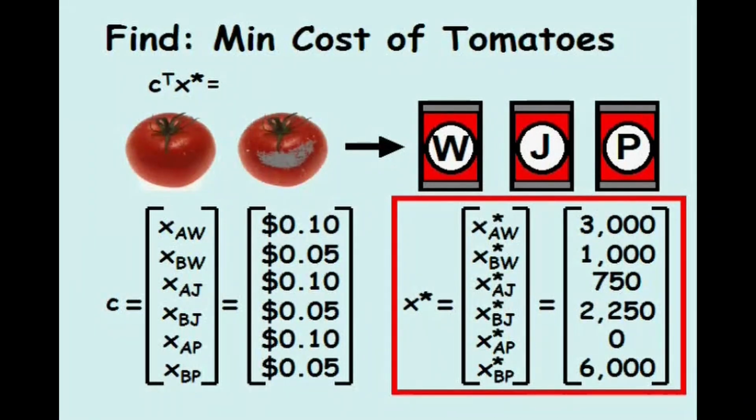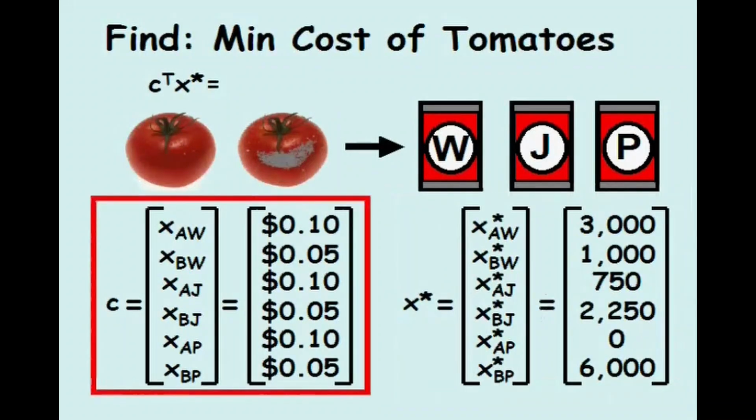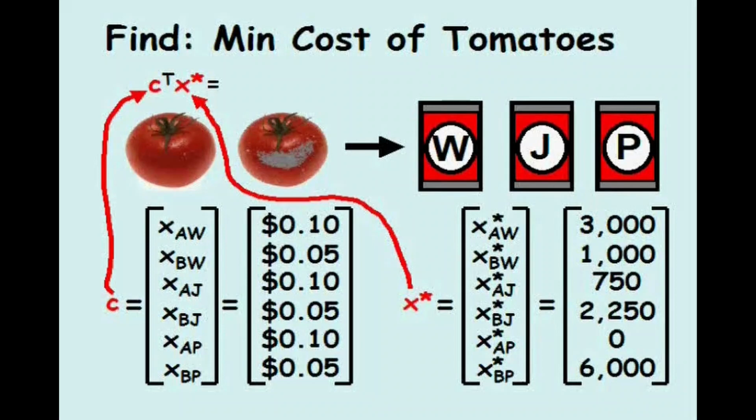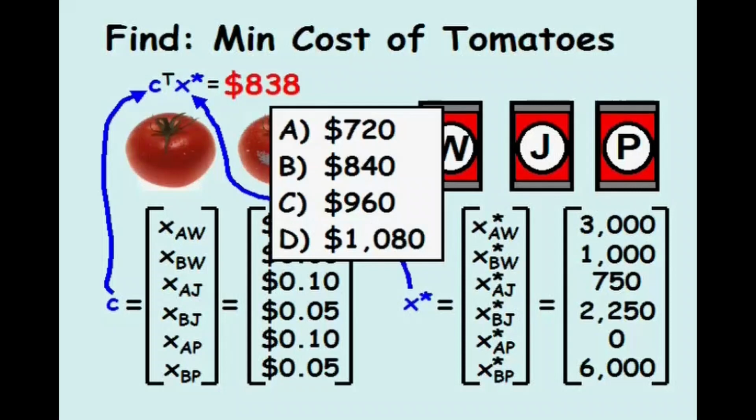The cost vector equals 10 cents per pound for grade A tomatoes and 5 cents per pound for grade B tomatoes. The minimum cost is C transpose X star, which equals $838. When reviewing the possible solutions, the answer is B.